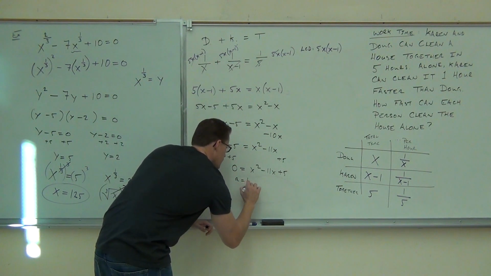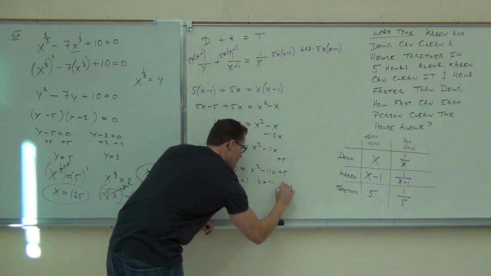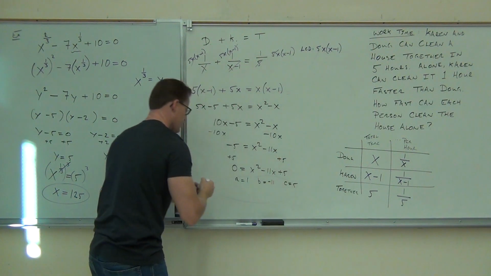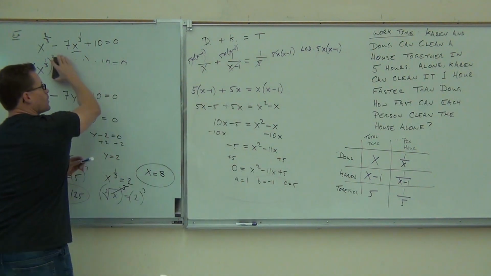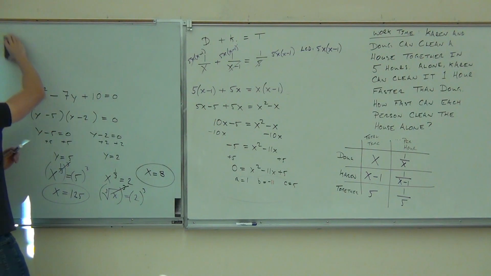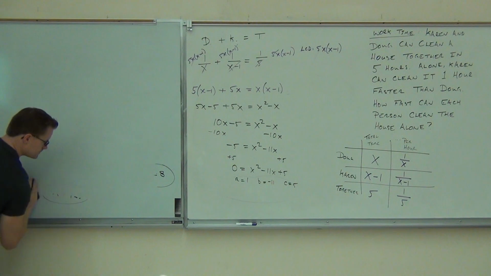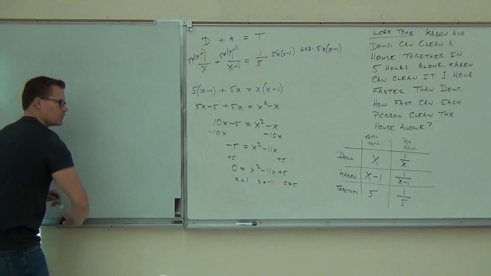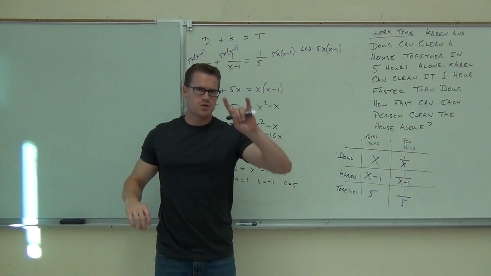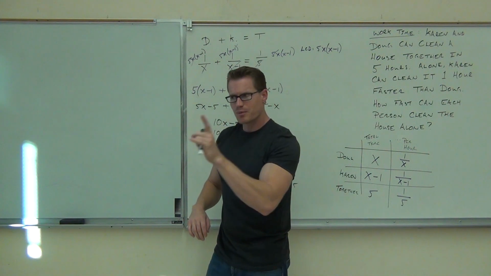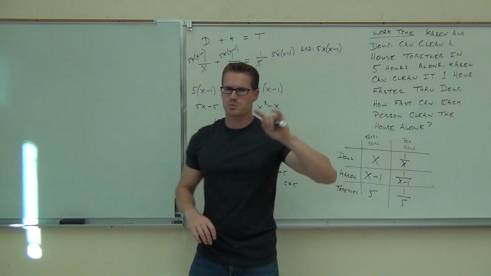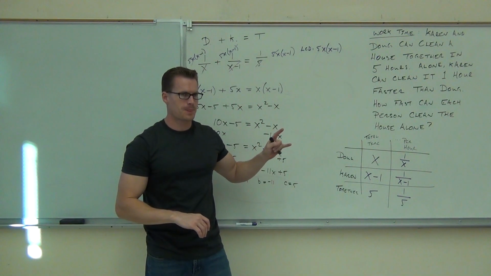Okay, A is 1. B is negative 11. C is 5. If we plug that into our quadratic formula, which we know and love at this point, we're going to get how many solutions here? Well, here's what this says. If you're going to get two solutions, one of them's probably going to be positive, and one of them's probably going to be negative.